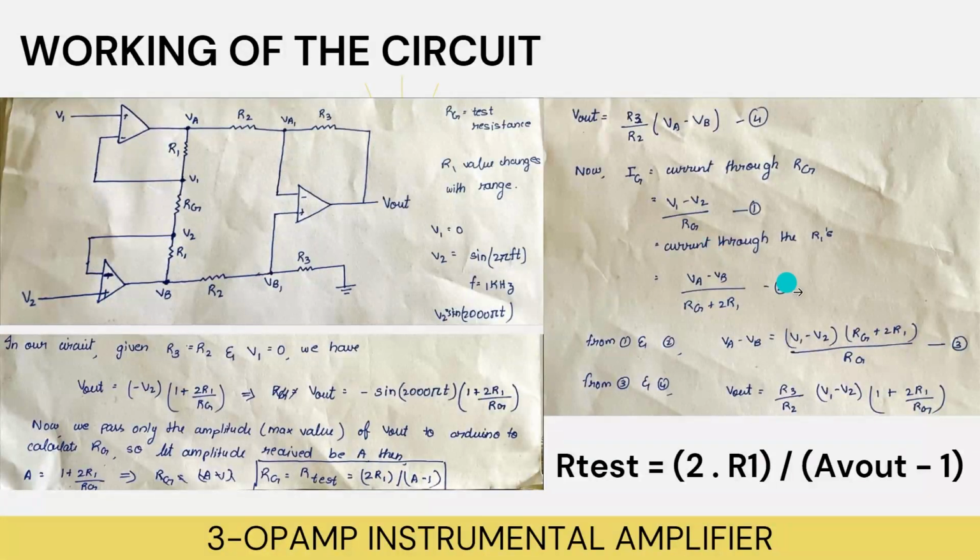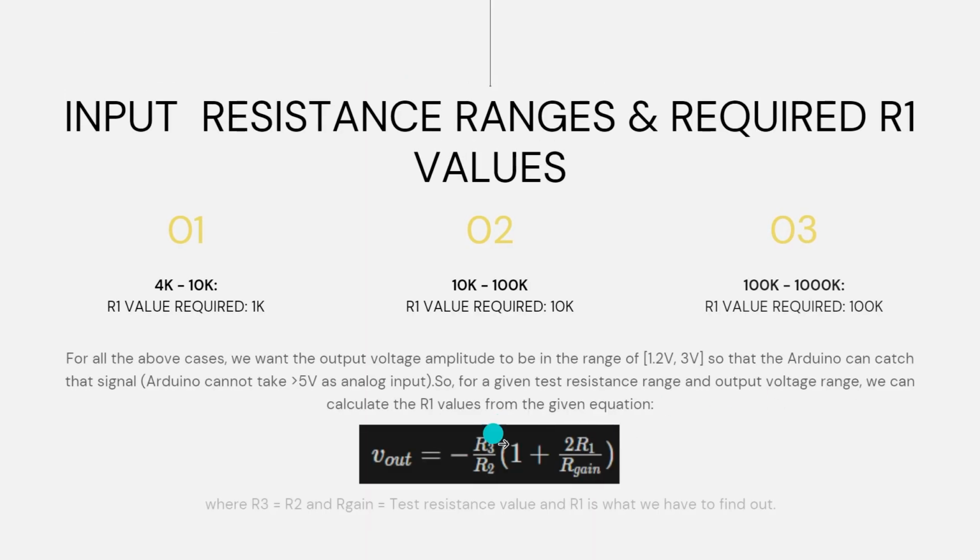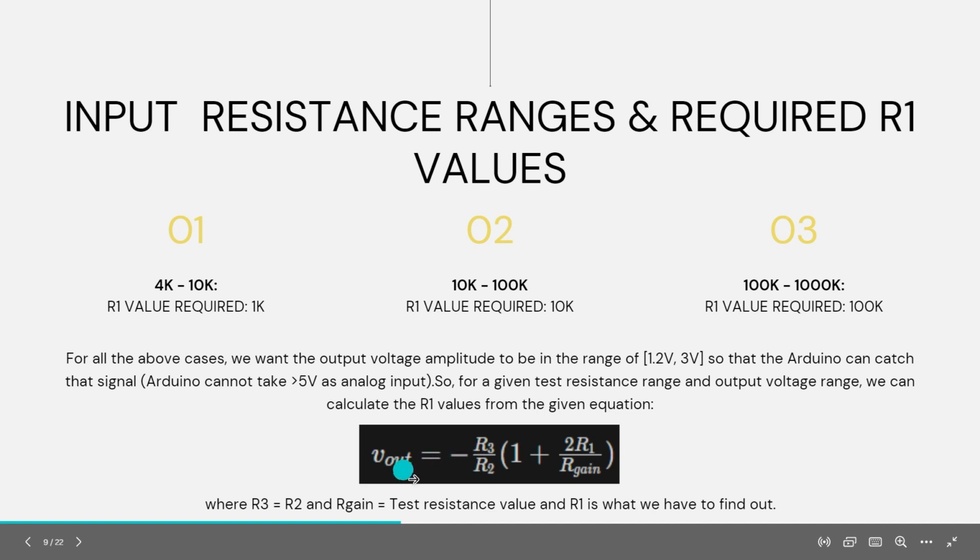Now we chose V2 to be around 1.1 because here R3 by R2. From the last result you can see V out is equal to minus R3 by R2 times 1 plus 2 R1 by R, which is the gain.